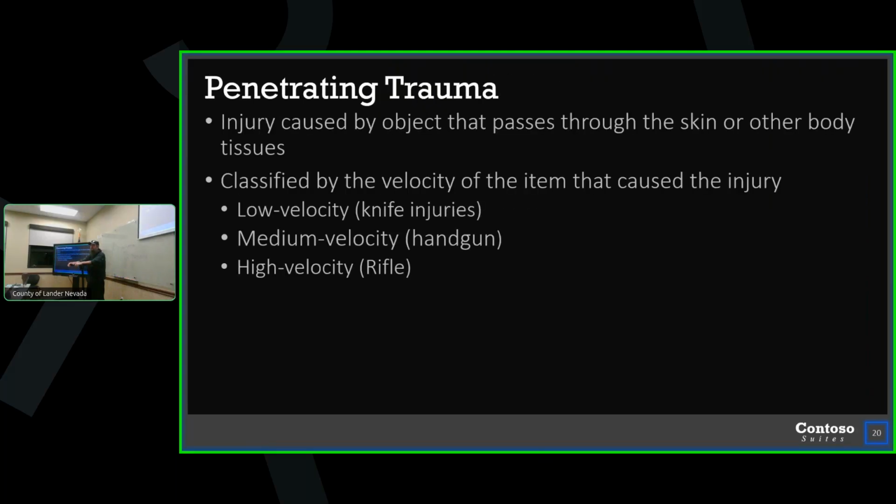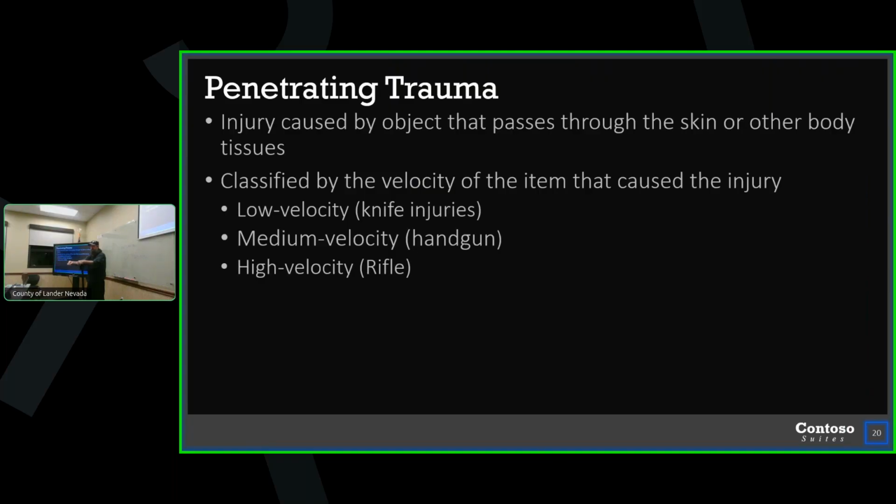All right, so penetrating trauma, this is the injury caused by an object that passes through the skin or body. So knife injuries, gunshot injuries, rebar impale injuries, that's all penetrating trauma. A piece of glass in the eye, that's penetrating trauma. It's classified by the velocity. So low velocity is knife injuries.